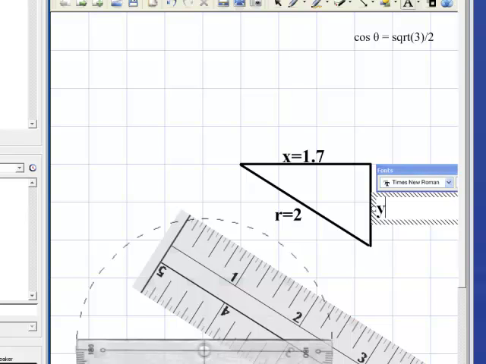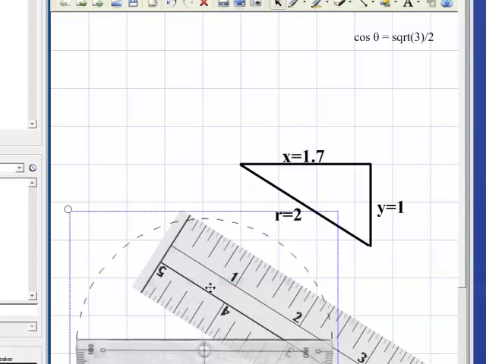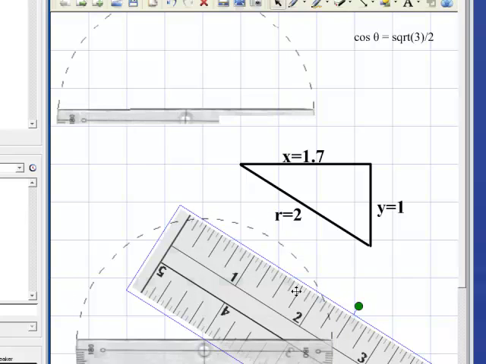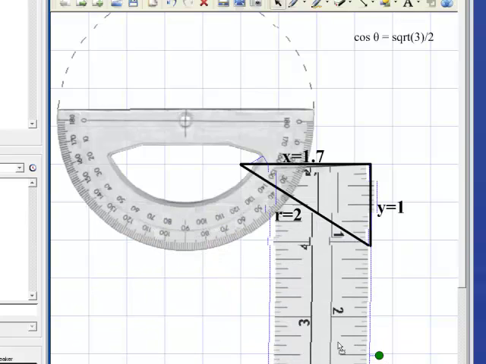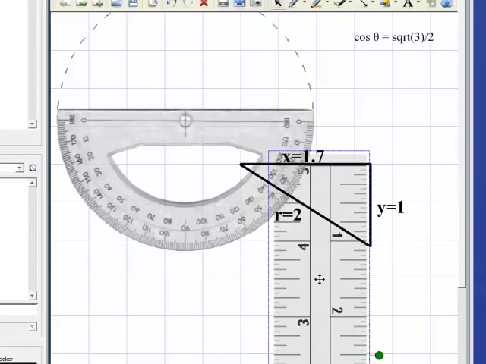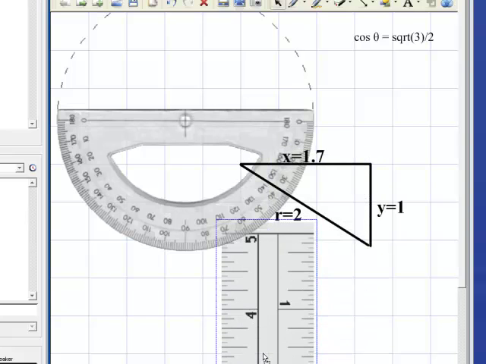Well, we have a Pythagorean triangle. So we're going to do 2 squared minus the square root of 3 squared, and then take the square root of that. That's going to be 4 minus 3, which is 1. Take the square root of it, and it comes out to 1. If you look at the ruler, the side here is 1 long. It overshoots a little bit, but that must be me being inaccurate in drawing. In any case, we have x equals 1.7, r equals 2, and y equals 1. I'll take that back, because it's negative 1, since it points into the 4th quadrant.